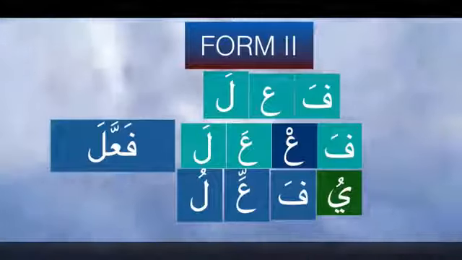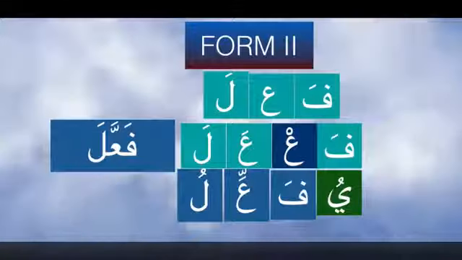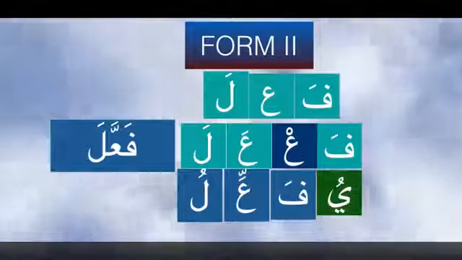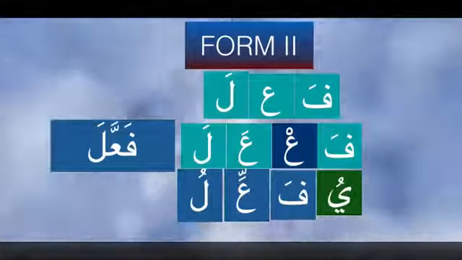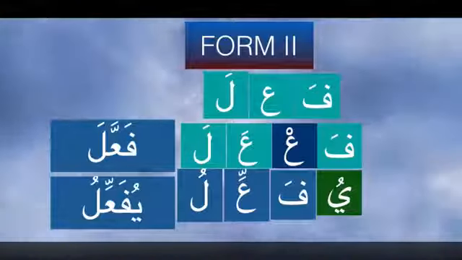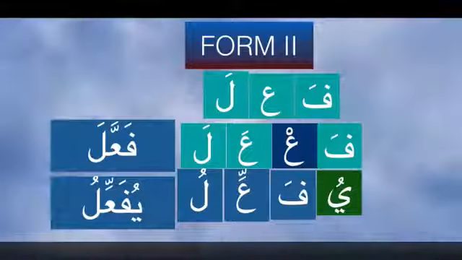The ain kalima will get kasra, and the lam kalima will, as usual, have dhamma in the marfu' form, and then again majzum and mansub will have sukoon. So you fa''ilu. That's the mudari'. That's the form 2. We're going to do some examples so we can understand better.